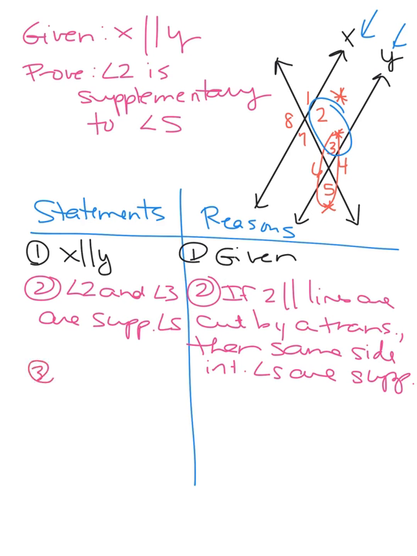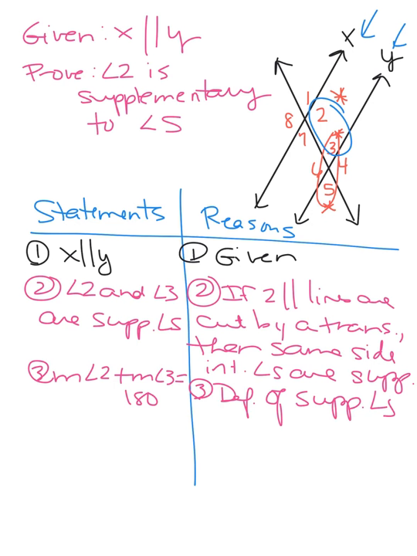Now, because I said they're supplementary, I know that when I add them together, I'm going to get 180. So the measure of angle 2 plus the measure of angle 3 is equal to 180, and that's because of the definition of supplementary angles. So in looking at our next step, I have 2 and 3 are supplementary, so I need to get to 2 and 5. So now I need to do my link.